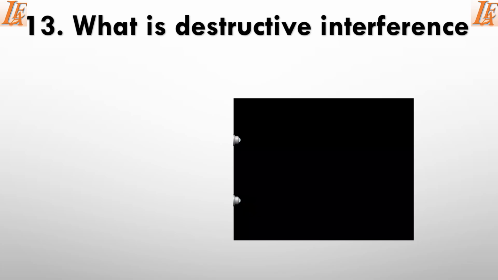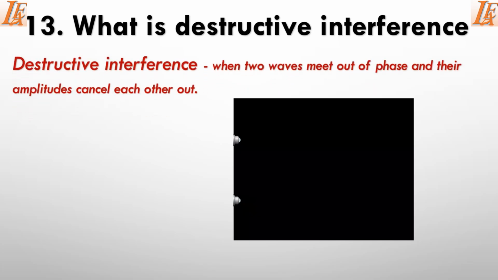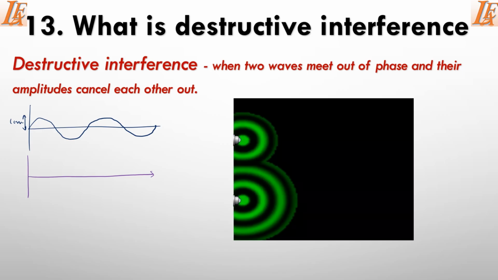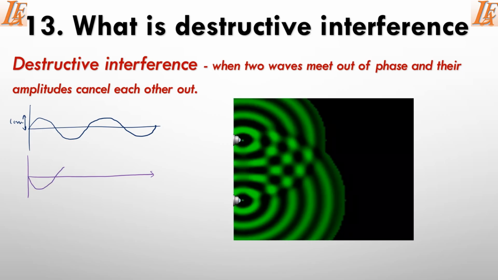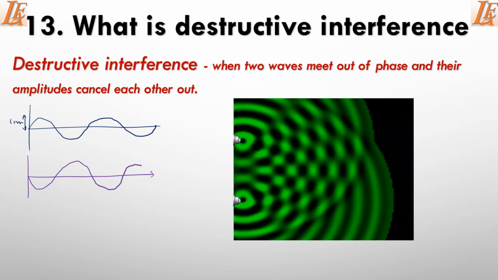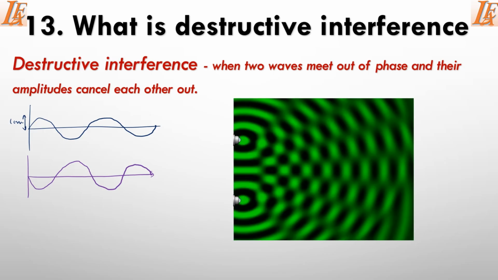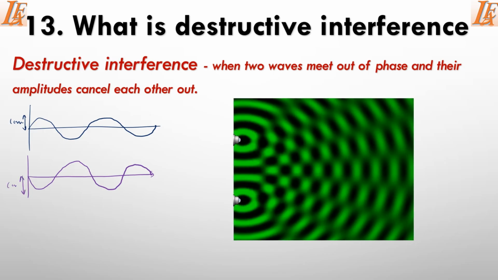Question 13, define destructive interference. Destructive interference is when two waves meet out of phase and their amplitudes cancel each other out. So in this case, if you have the first wave here, with an amplitude of, say, 1 centimeter, and then you have another wave down here, but now they are meeting out of phase. In this case, instead of the trough moving up first, we start with a crest, then a trough, a crest, a trough, and then finally a crest. Therefore, also the amplitude is 1 centimeter.